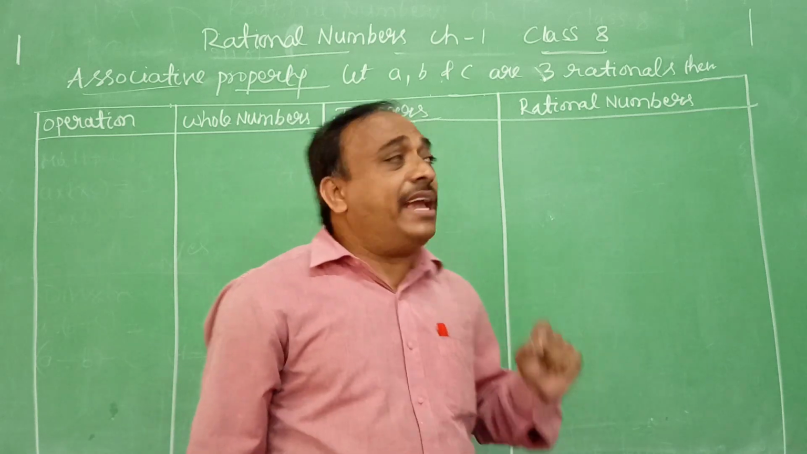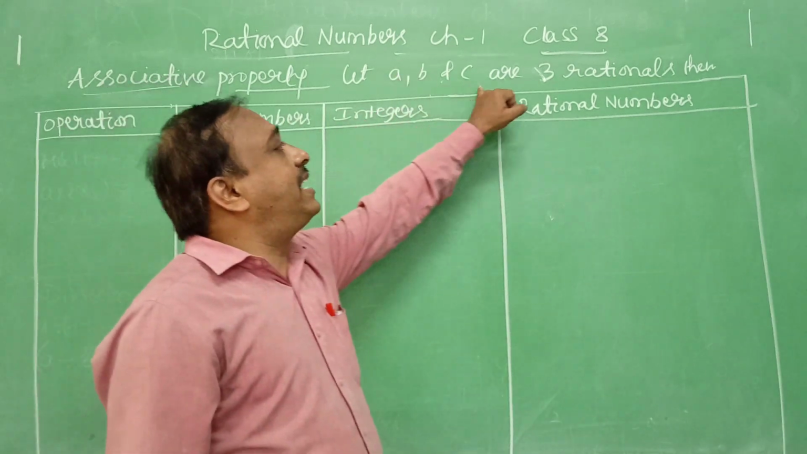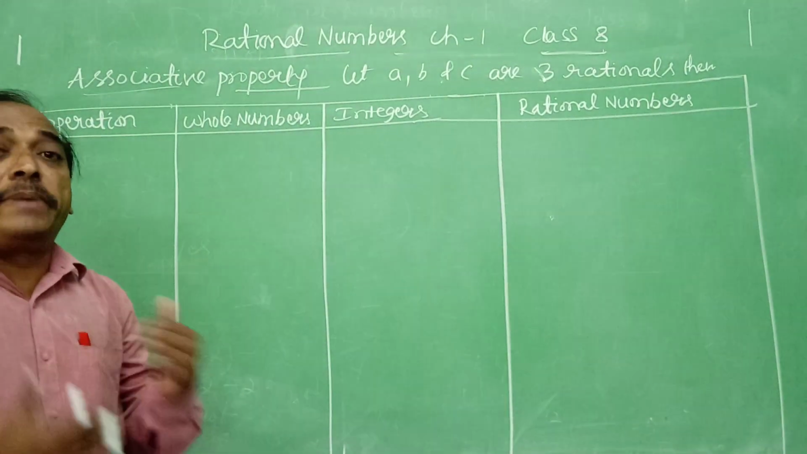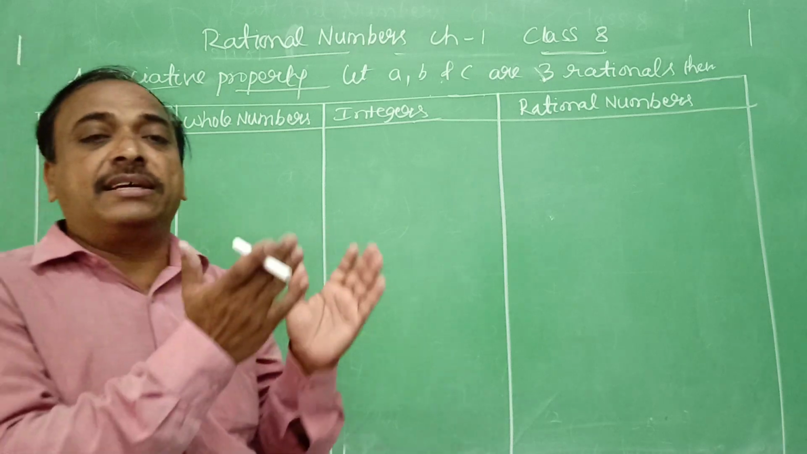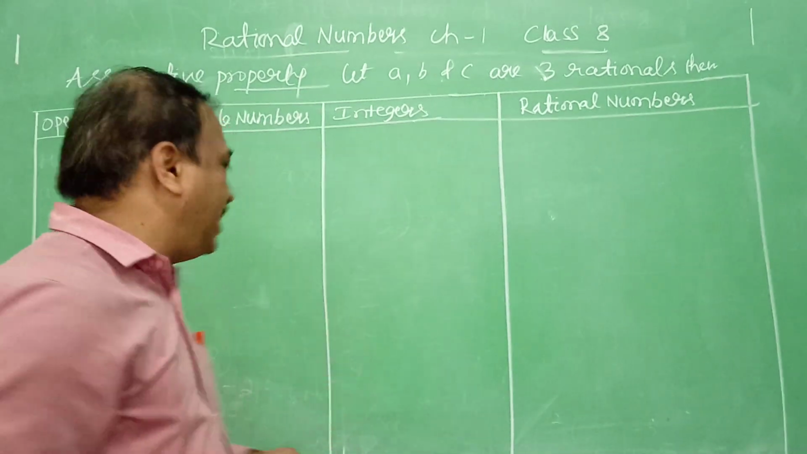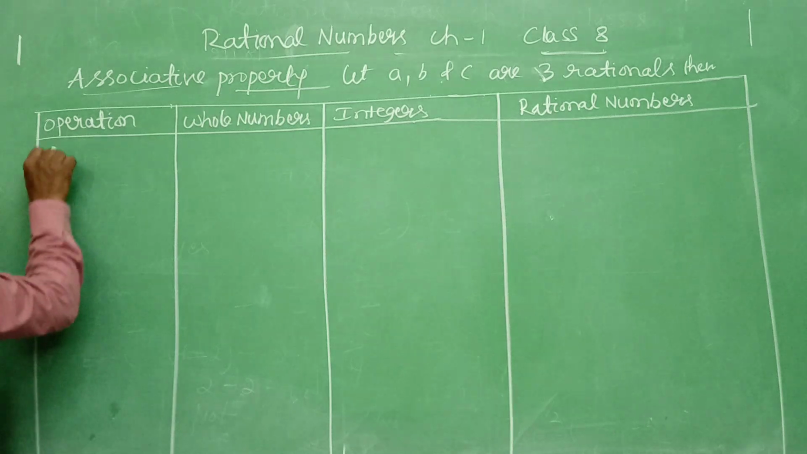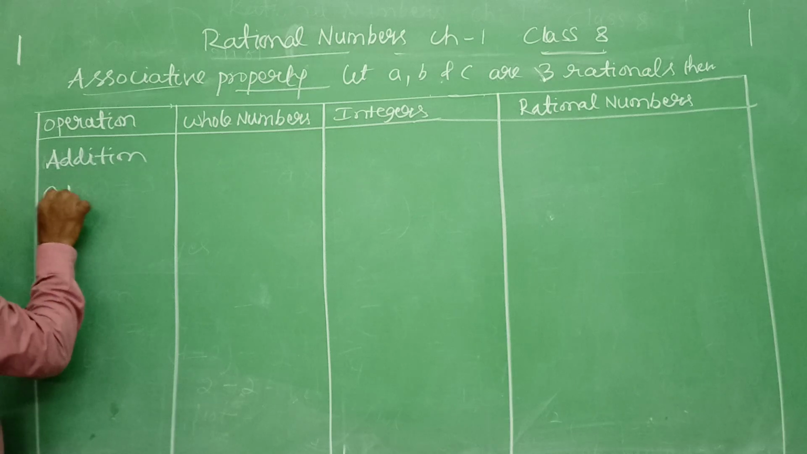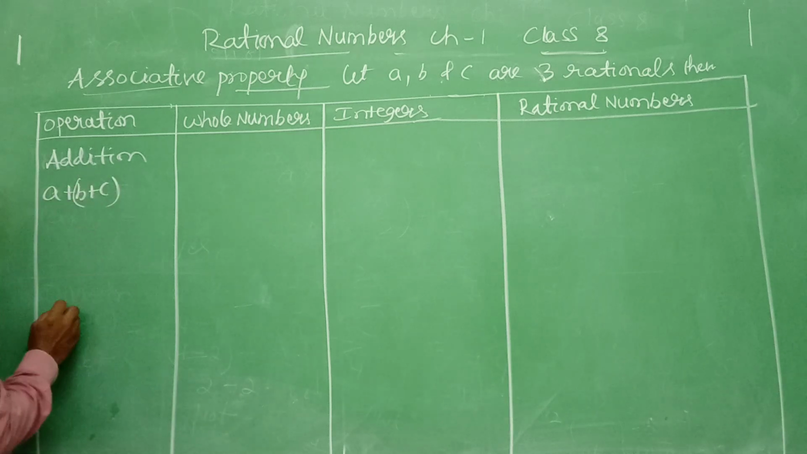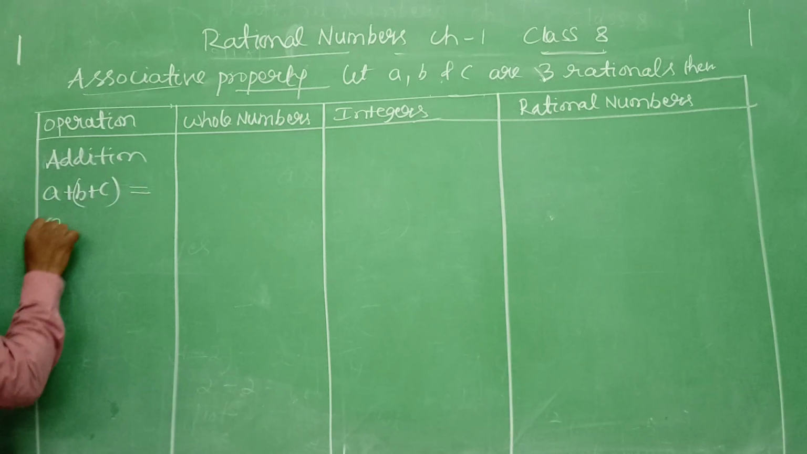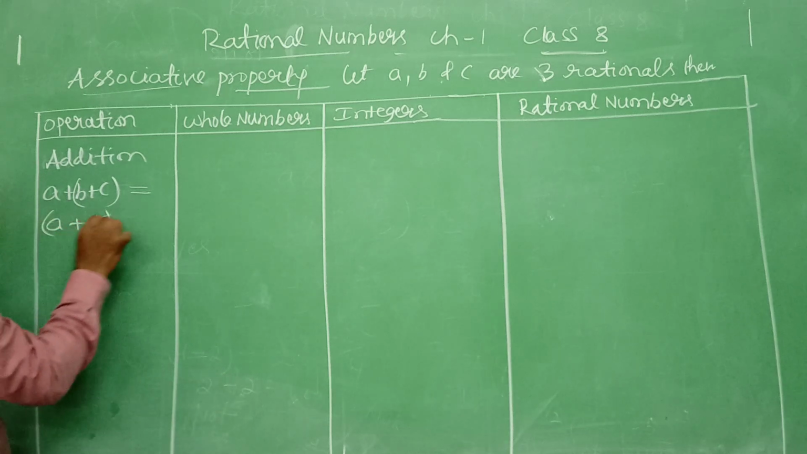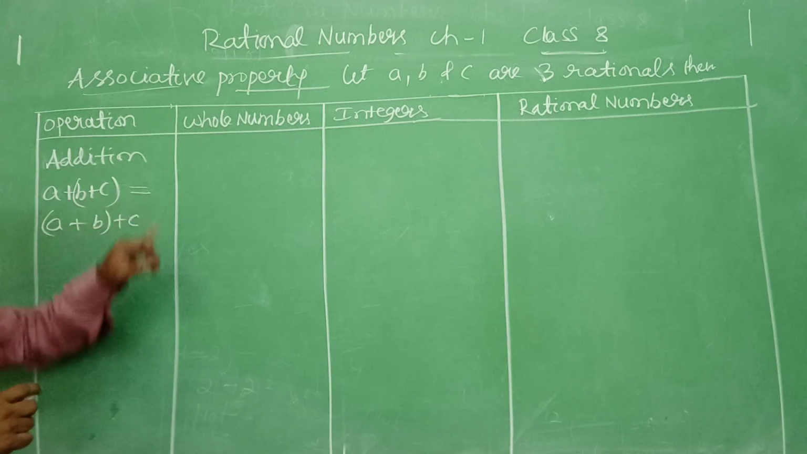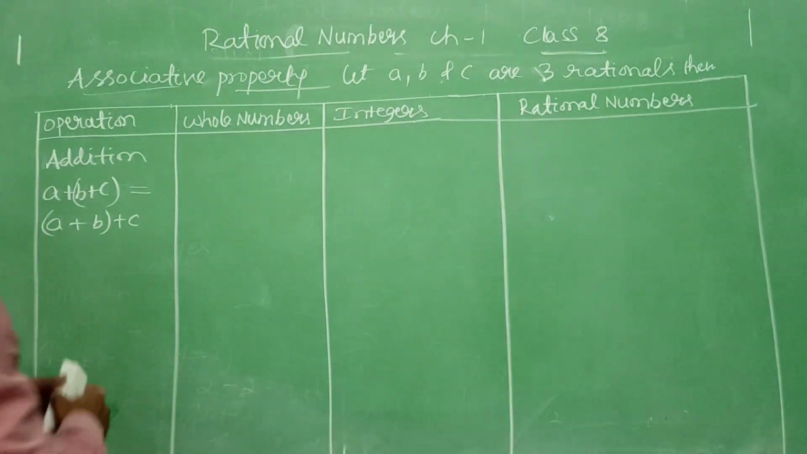Similarly, we are taking a, b and c, three rationals. Then a plus b plus c is equal to a bracket. We just change the bracket: first b and c, then the bracket for a and b, like in addition. So we have the four operations. First we will take addition, that is a plus b plus c, with the bracket for b plus c, which should be equal to a plus b, bracket for b plus c. You see the property here.